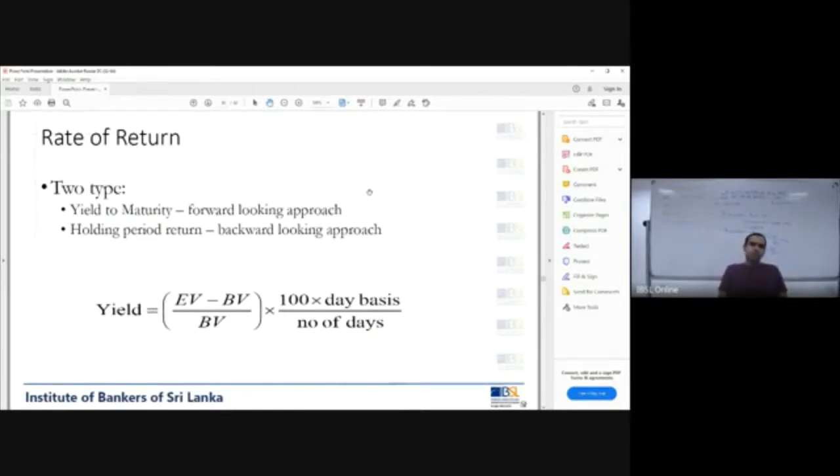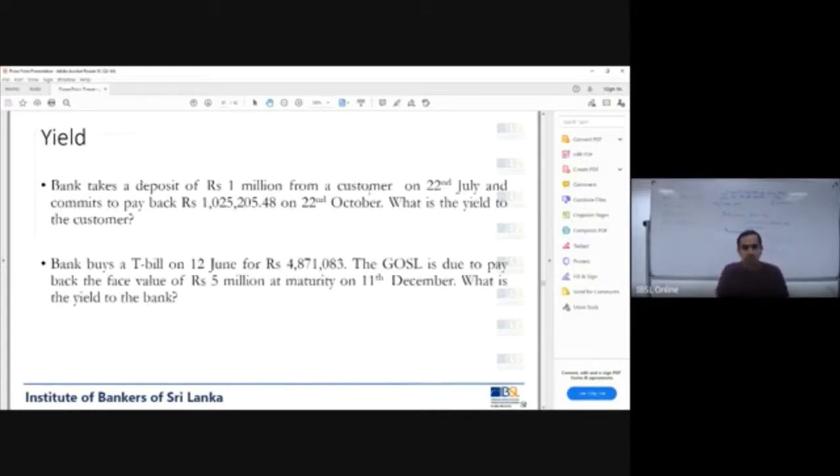Now that, remember, is based on not the face value, but the investment amount. Right? So shall we calculate the returns in these examples? Let's try these examples and calculate returns.